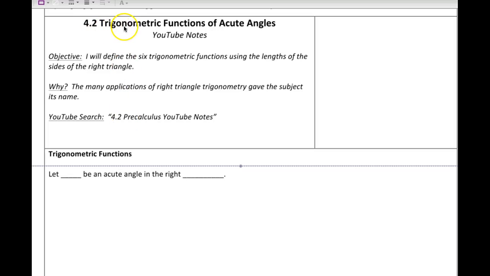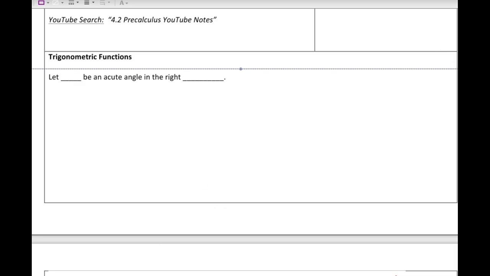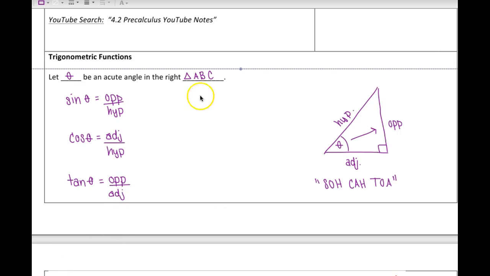Okay, 4.2, trigonometric functions of acute angles. All right, the beginning of this section should be review. Let theta be an acute angle in the right triangle ABC. Now, when I teach geometry, I teach my students the magic word SOHCAHTOA.